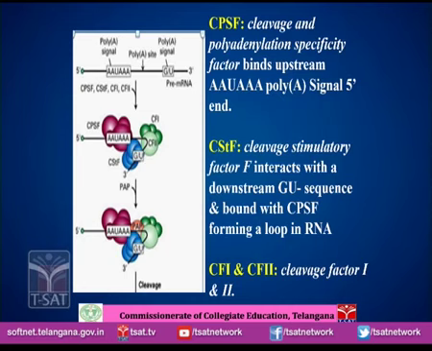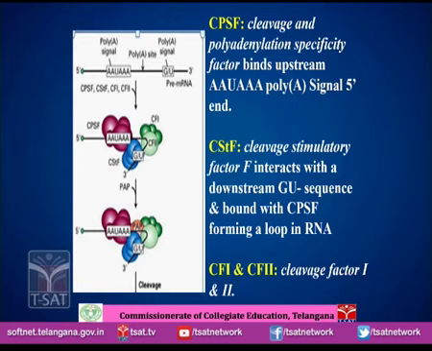Then there will be two more enzymes that can also be attached to this same complex, that we can call CF1 and CF2. This is called cleavage factor 1 and cleavage factor 2. Actually, what is happening here? If you see the left side of the diagram, you can understand.